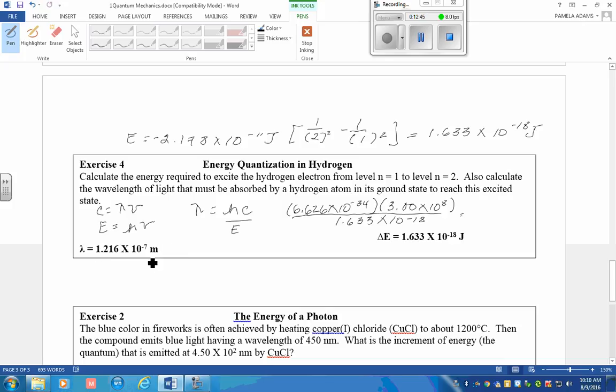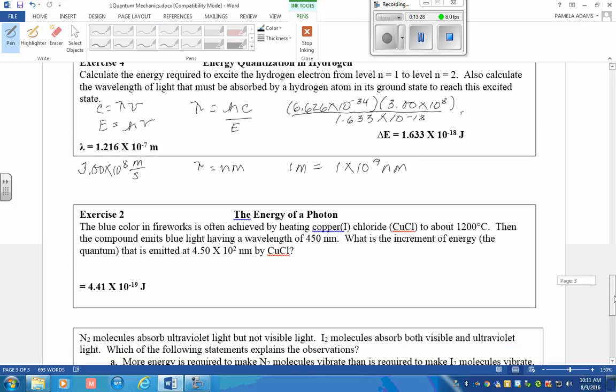Here is a warning to you. You are using the speed of light, which is calculated in meters per second. Very commonly, the wavelength of visible light is given in nanometers. You must, if you are using 3.00 times 10 to the 8 meters per second, have your wavelength in meters as well. What is the conversion factor? 1 meter is equivalent to 1 times 10 to the 9th nanometers.